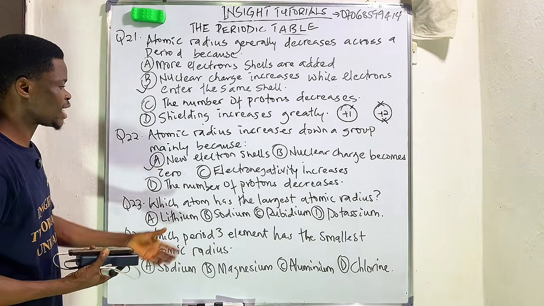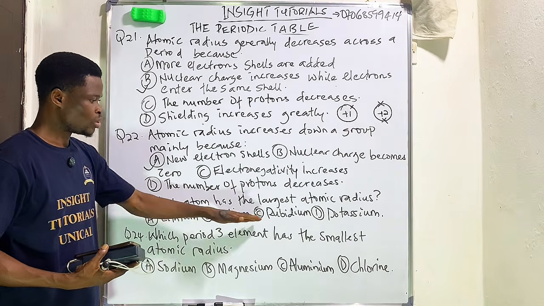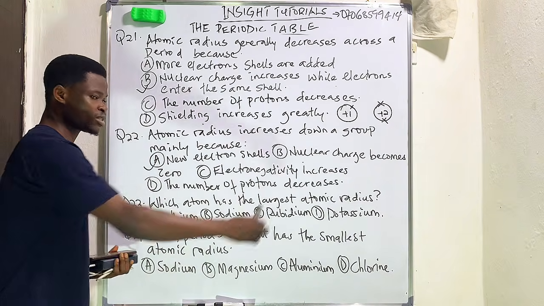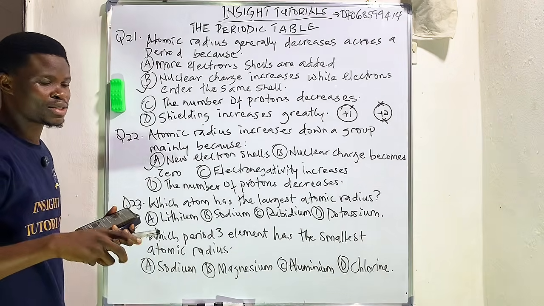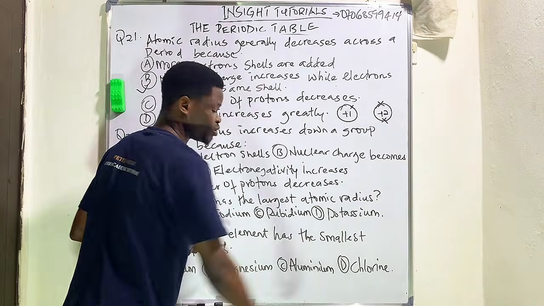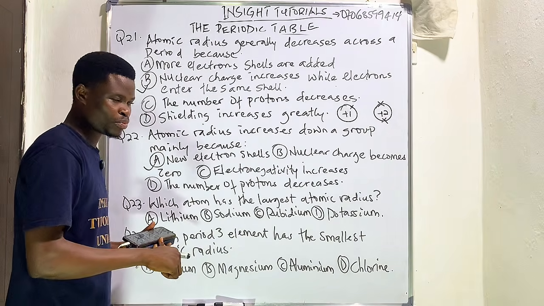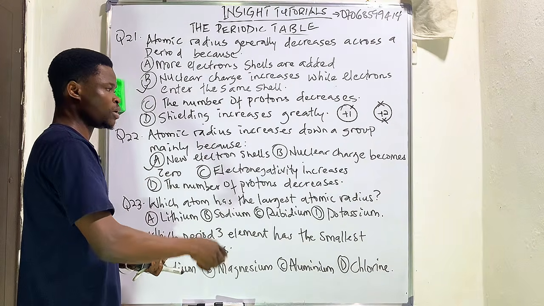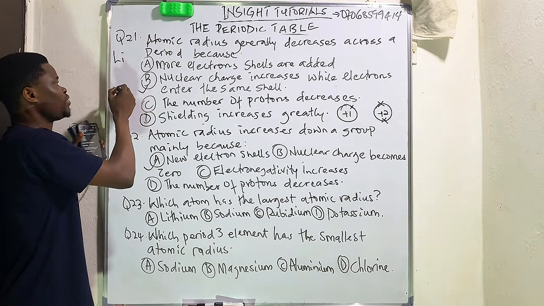The next question says, which atom has the largest atomic radius? Largest atomic radius. Lithium, sodium, rubidium, potassium. Now, what you need to know is that all of these elements are electropositive. Now, remember that atomic radius, not ionic size, pardon me, increases down the group while it decreases across the period. And if it increases down the group, in group 1, we have lithium followed.